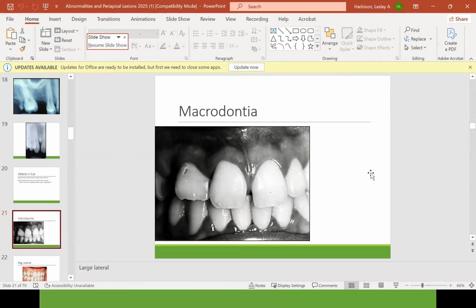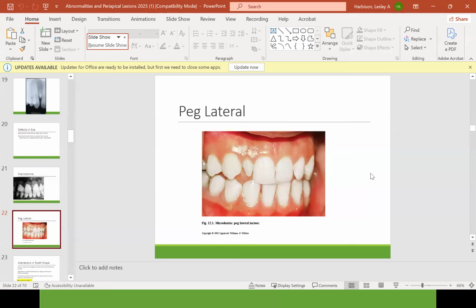So here's that lateral looks much larger. It almost looks like the same width as the central. So that's a macrodontia tooth on slide 21. And then on slide 22, you can see the peg lateral. And so those are not super duper common, but pretty common. And then there can be teeth in between, not quite pegs, but they seem a little bit smaller.